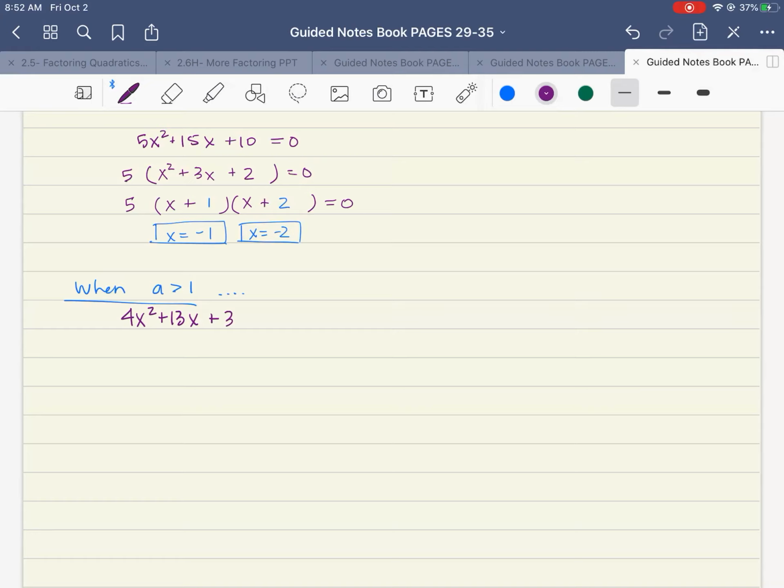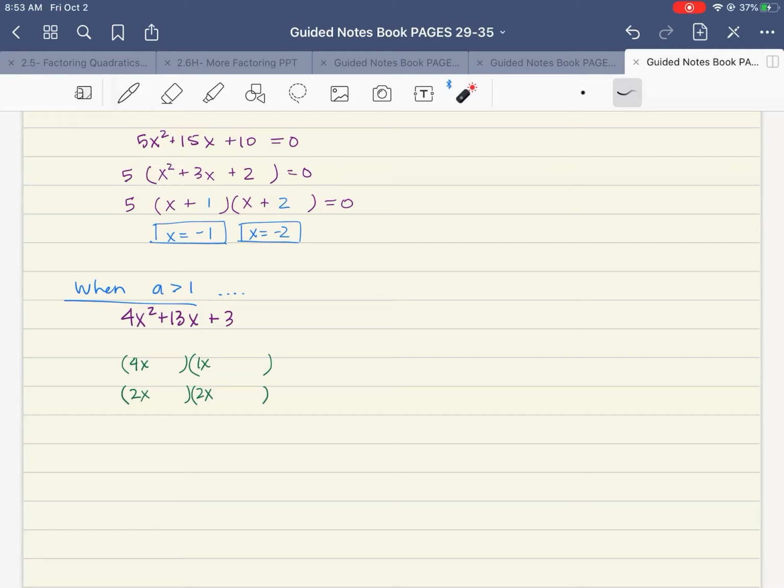Now, notice on this one, if I start to break this into binomials, I say, okay, let's think about it. 4x squared, what would give me 4x squared? Well, it could be 4x and 1x. That's an option. But also notice that this could be 2x and 2x, in which case you still get 4x squared. So when a is not equal to 1, when it's greater than 1, the only reason these are a little more complicated is you have more options to choose from.